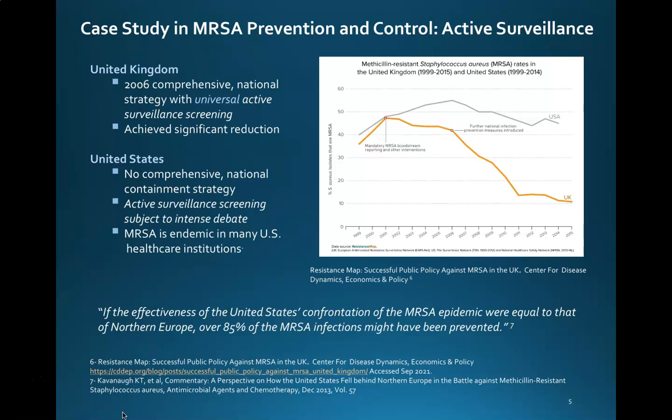But in 2006, they implemented a comprehensive national strategy, and one of the core components of that was universal active surveillance screening. So this was screening of all patients on admission to an acute care institution in the UK. And you can see what happened as a result of that. The prevalence rate just plummets.